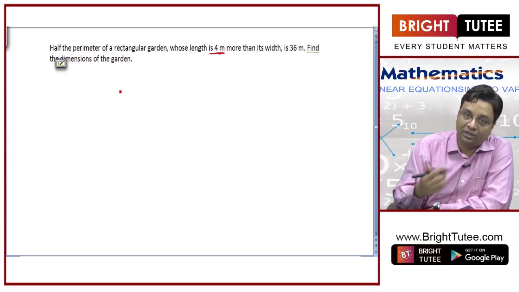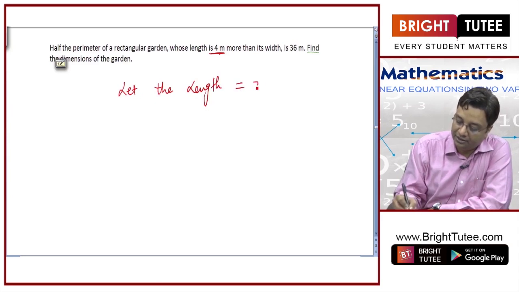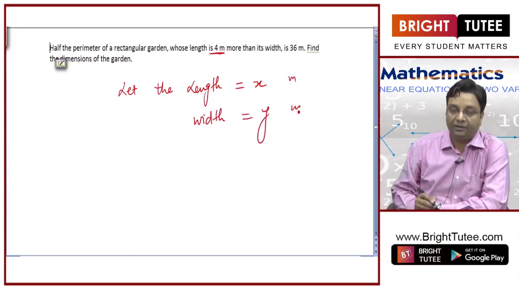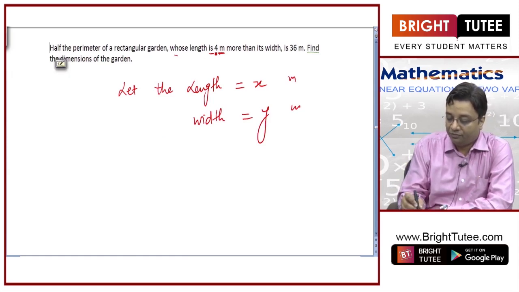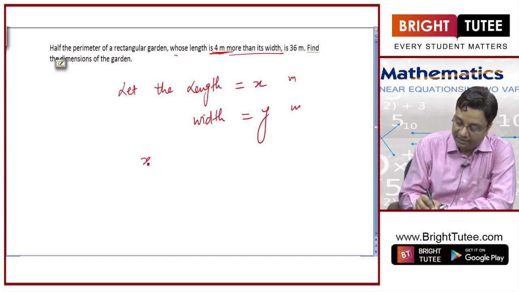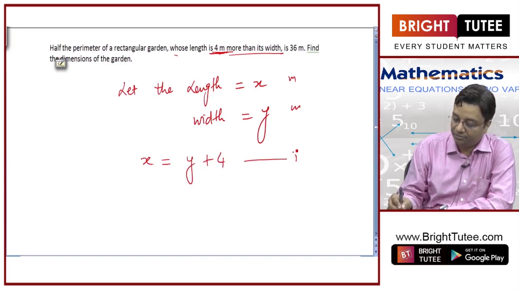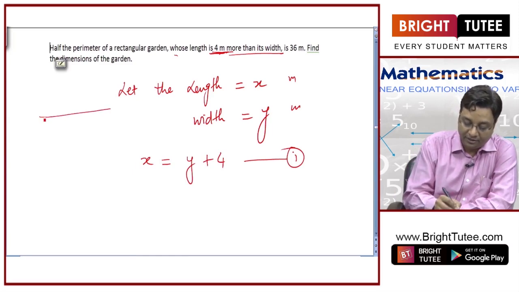So let us first of all assume the dimensions. Let the length be x meters and the width be y meters. Okay. Now look at the condition here. Length is 4 meter more than its width. So x is equal to y plus 4. Equation number 1.